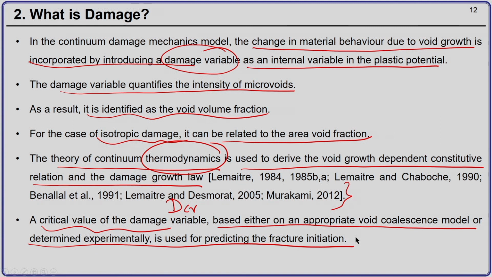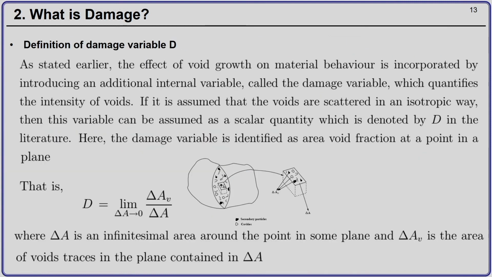So, once the damage D, this quantity damage variable which is denoted by D, becomes greater than or equal to D critical, then we say the body has failed at that particular point. There is a full macro crack which has originated. Okay. So, damage variable D is defined as follows.